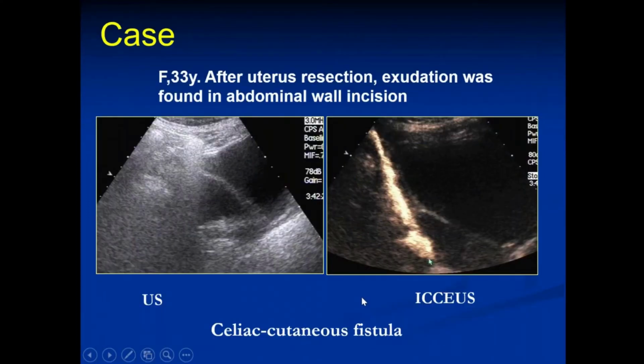This female patient underwent uterus resection. Exudation was found in the abdominal wall incision. So we inserted a syringe hose in the abdominal wall incision. After injection of diluted Sonovue, we found that the contrast media flowed into the pelvic cavity. That means there was a celiac continuous fistula here.